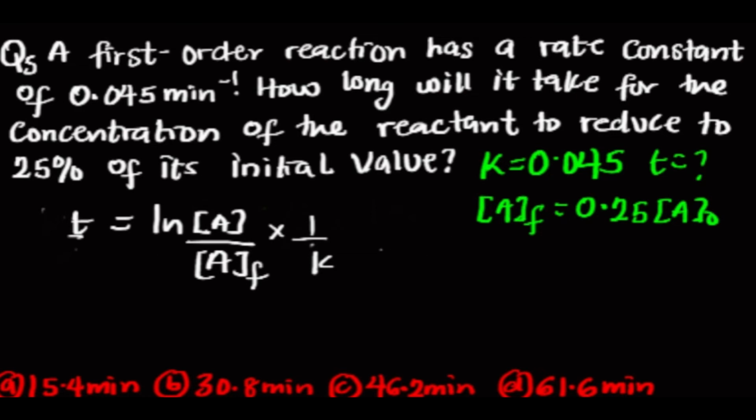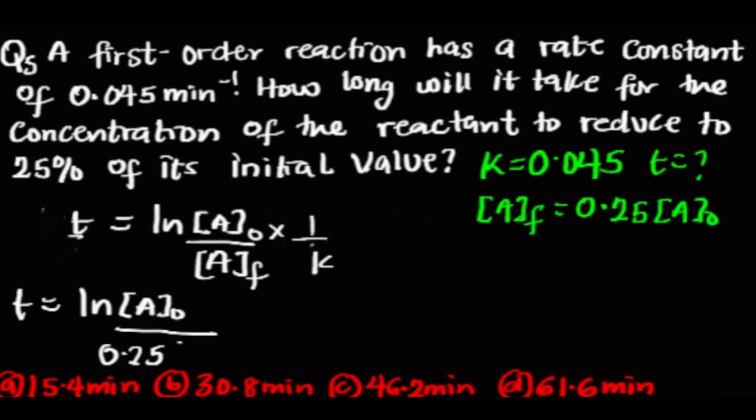So we just have to put all the parameters into this formula. We are going to have t equal to the natural logarithm of the concentration of A, the initial value, which is still the original value, divided by the final, which is 0.25 times the initial concentration, then multiplied by 1 over K. The K here is 0.045. So what we just have to do here is simplify, and this one cancels this one, because they are the same.